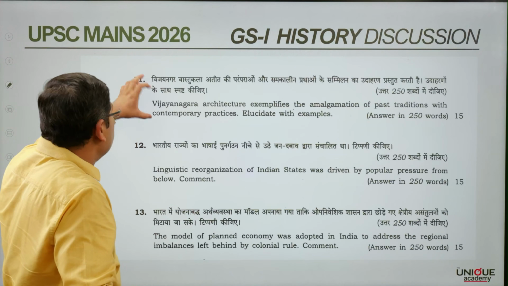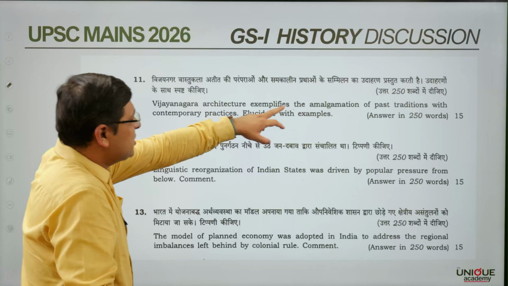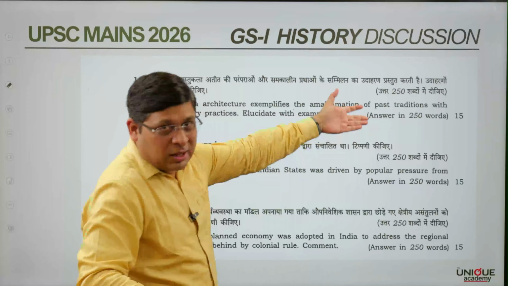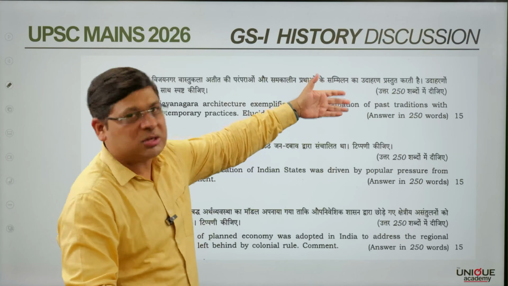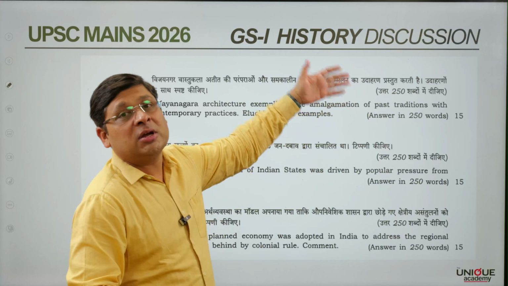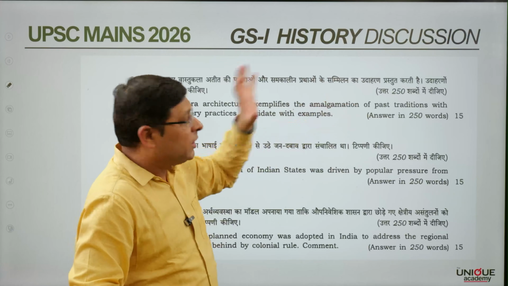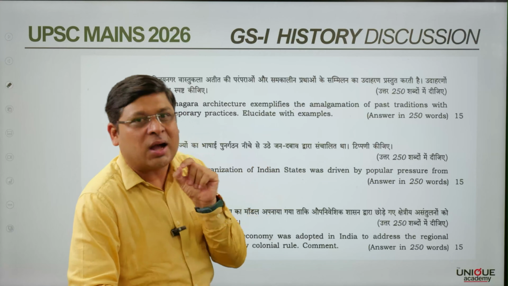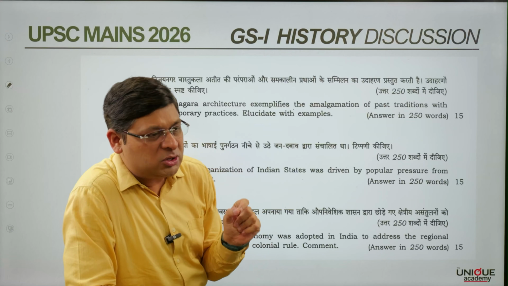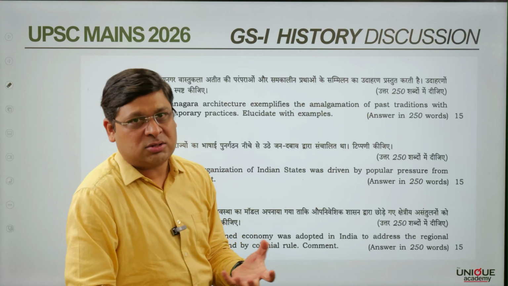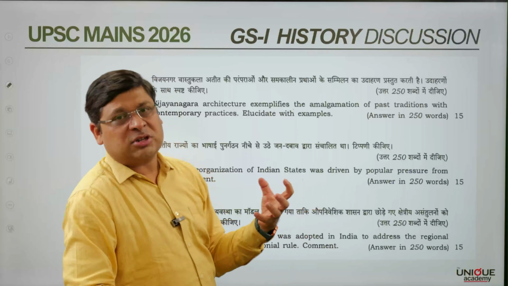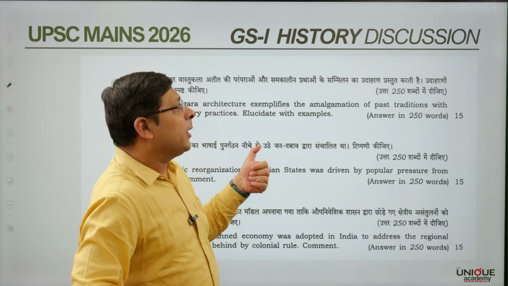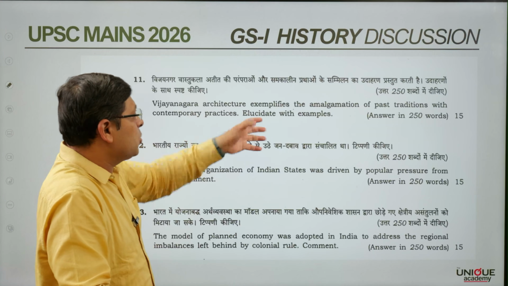This was one question in medieval history. Vijayanagar architecture exemplifies amalgamation of past traditions. And when we say past traditions, we mean traditions of Cholas, Cheras, Pandyas, Chalukyas, Hoysalas, right? They carried forward that tradition, in terms of both religious architecture and secular architecture. When you say religious architecture, it is about temple architecture. They carried forward that Dravidian style of architecture with their innovations. That is the question here, contemporary practice and innovations.